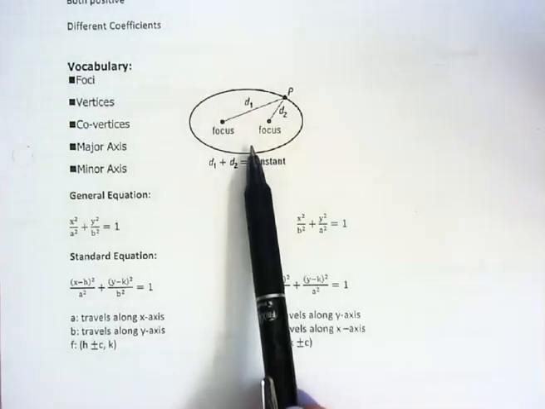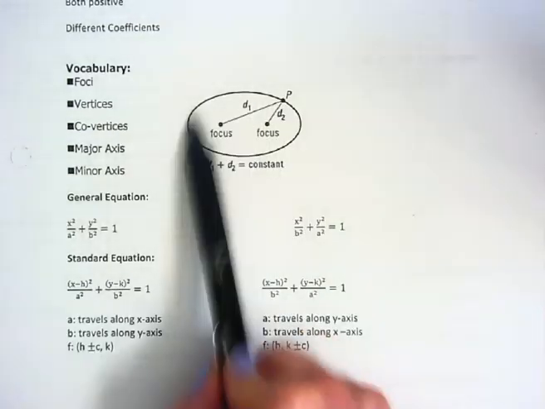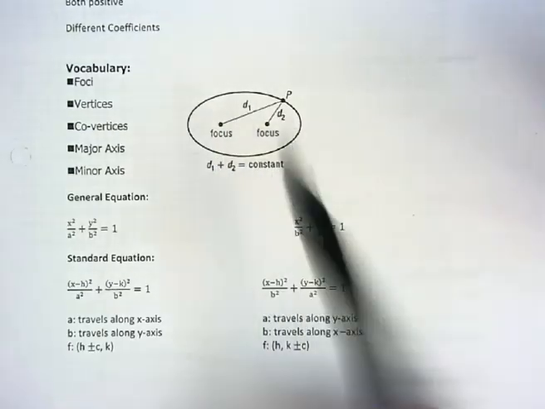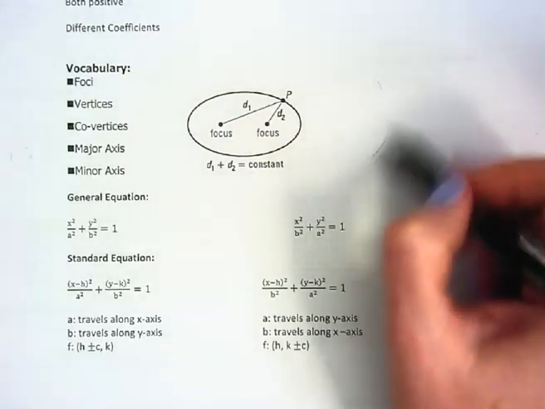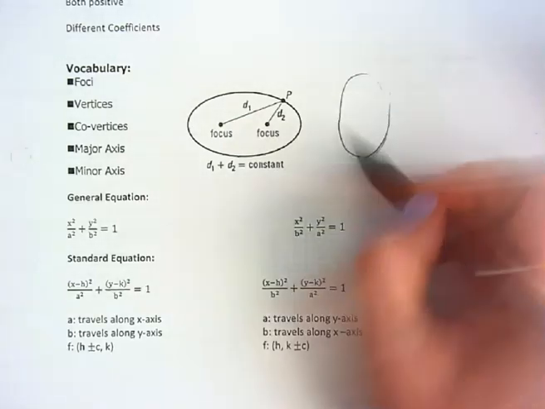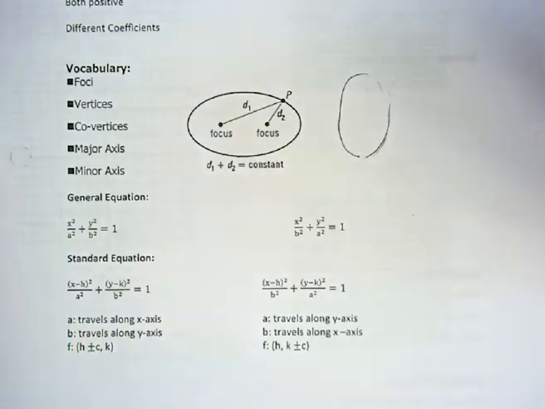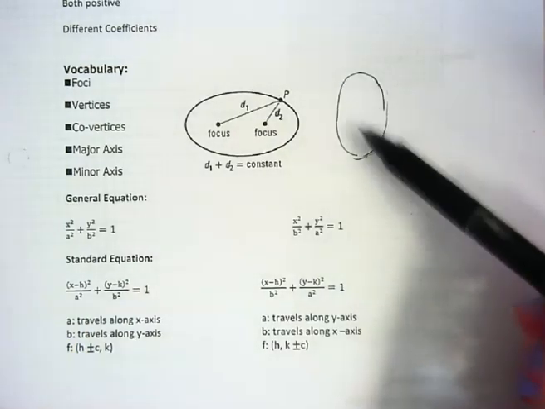We have a graph here of a horizontally oriented ellipse. They can also be oriented vertically like this. And we'll talk more about that in a minute here down at the bottom of the notes.